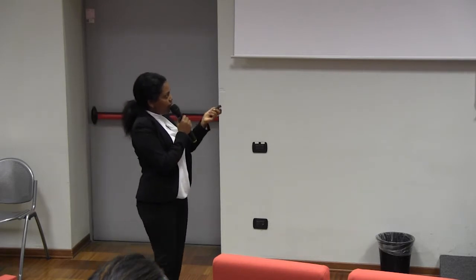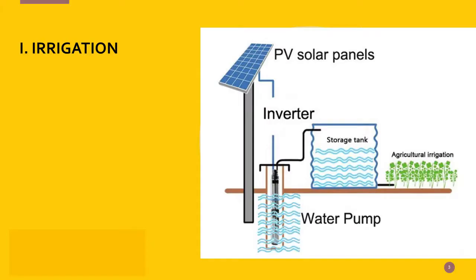So our first objective is to use this solar energy to irrigate the land as a source of energy. As you can see from the slide, we are thinking to use PV solar panels to invert the energy to pump the water for irrigation purposes.